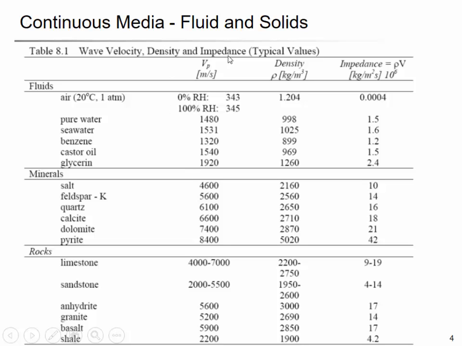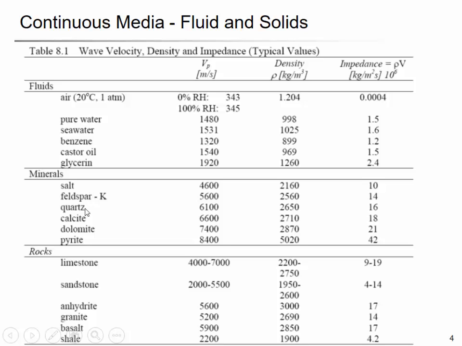velocity and the density and impedance of various material. So fluid, if it's air, pure velocity is just a sound wave, right? So 340 meters per second. And the pure water, it's about 1480. And seawater, 1500. And oil, glycerin, similar range.